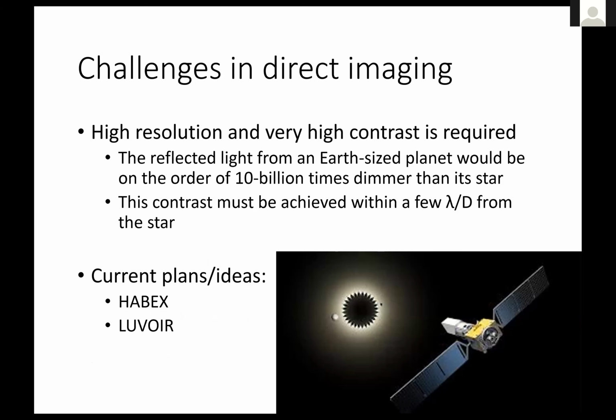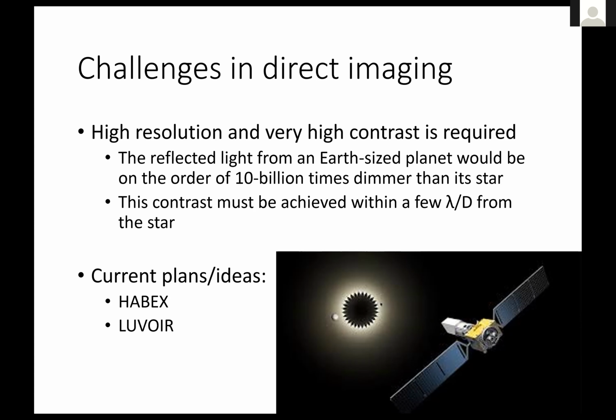Ben already described the challenges in direct imaging. Very high resolution and very high contrast are required. The contrast for an Earth-sized planet in reflected light is around 10 to the 10 times dimmer than its star, and that has to be achieved within a few lambda over D separation from the star. Current plans often involve going to space with very large telescopes, for example HabEx or LUVOIR, which have multi-billion-dollar price tags, and are very exciting.